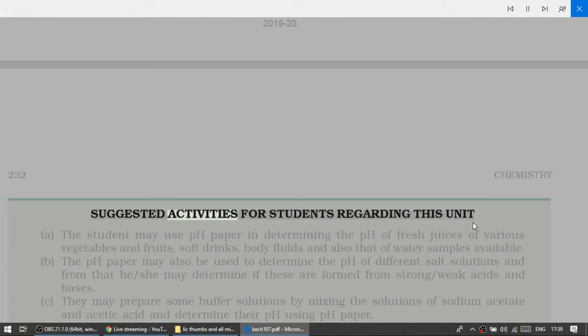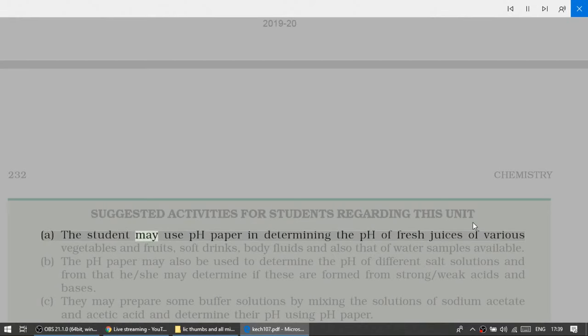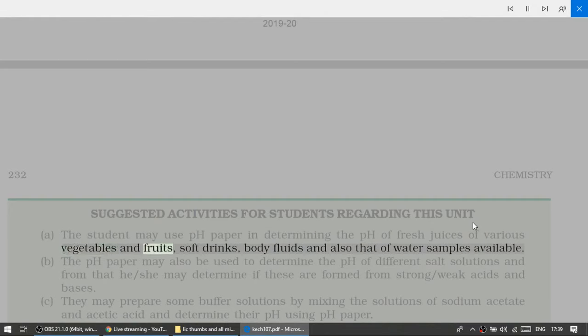232 Chemistry. Suggested activities for students regarding this unit. A. The student may use pH paper in determining the pH of fresh juices of various vegetables and fruits, soft drinks, body fluids, and also that of water samples available.